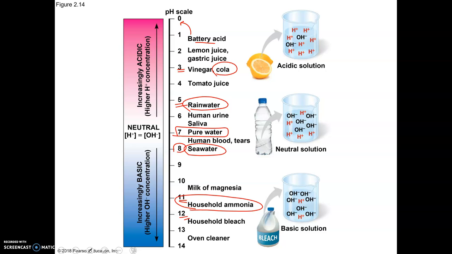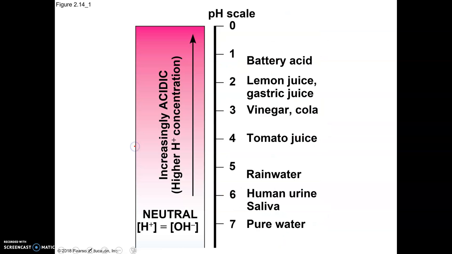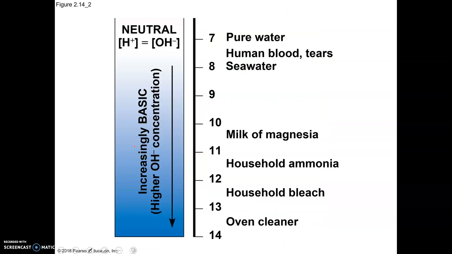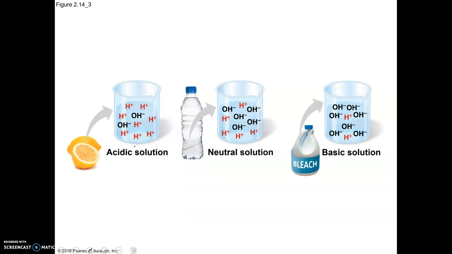So neutral is 7. More hydrogens as the pH goes down towards 0, and that becomes a stronger and stronger acid. This way, it becomes increasingly basic, or more alkaline, remember, is another word for that. All right, this is just a close-up of the same information.